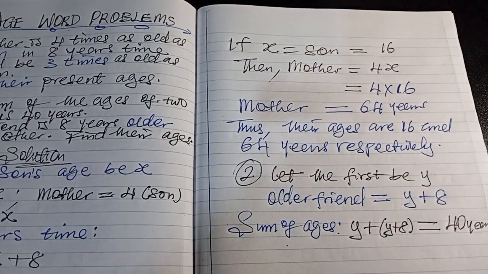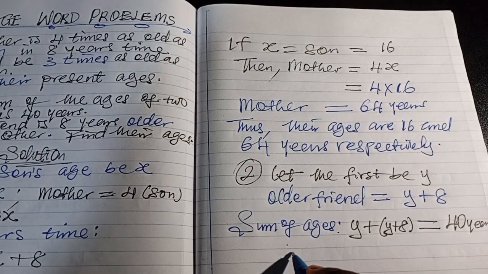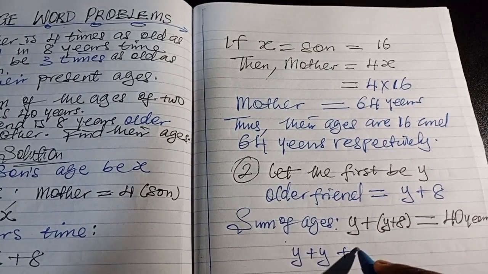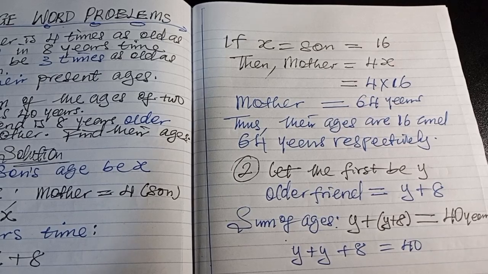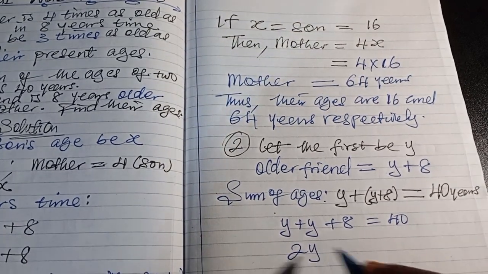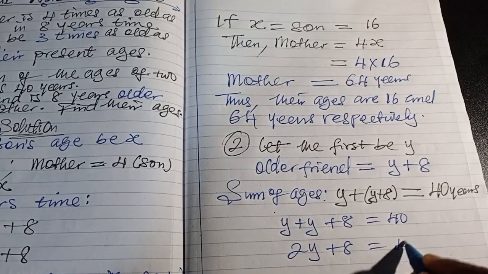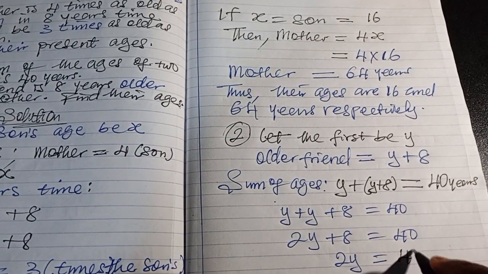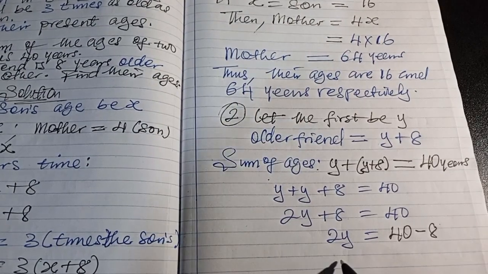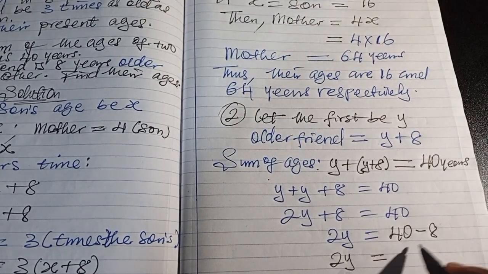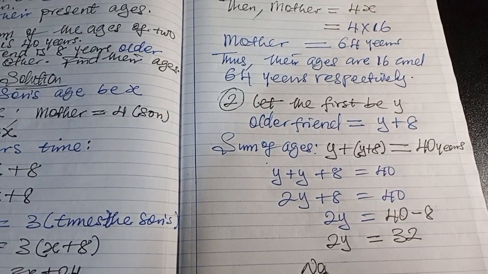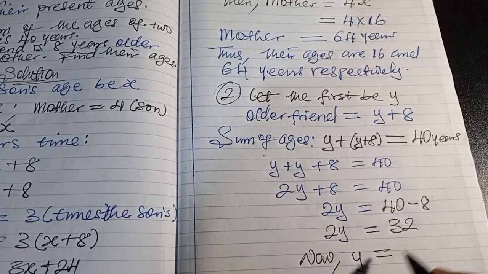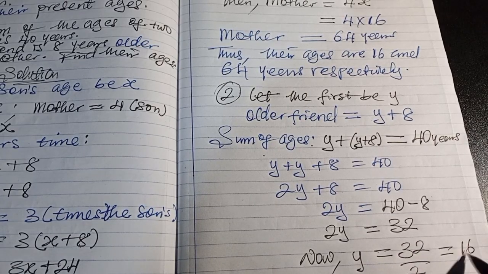Now collect like terms. So we can have y plus y plus 8 is equals to 40. So that 2y plus 8 is equals to 40. And the 2y will be 40 minus 8. Okay, so that 2y is equals to 32. Now y is 32 divided by 2, which will give us 16 years.